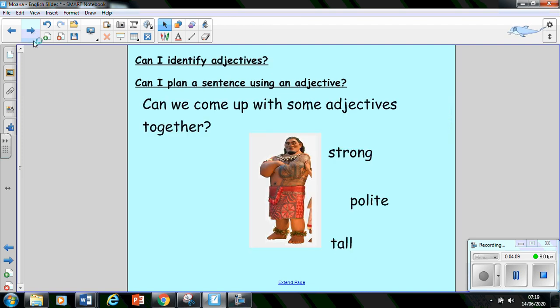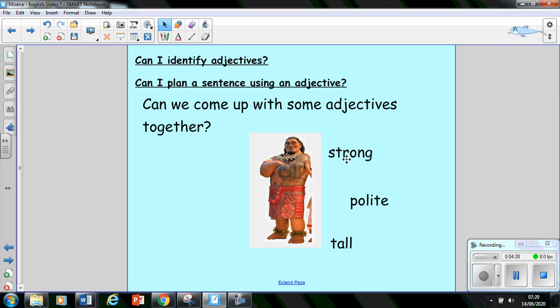What we're going to do is choose a character. Now, on the slide here, I've got Chief Tui, but you could choose anybody from the previous slide that you wish. Okay, what I'd like you to do is come up with a list of adjectives, like a little bank, a word bank of adjectives.